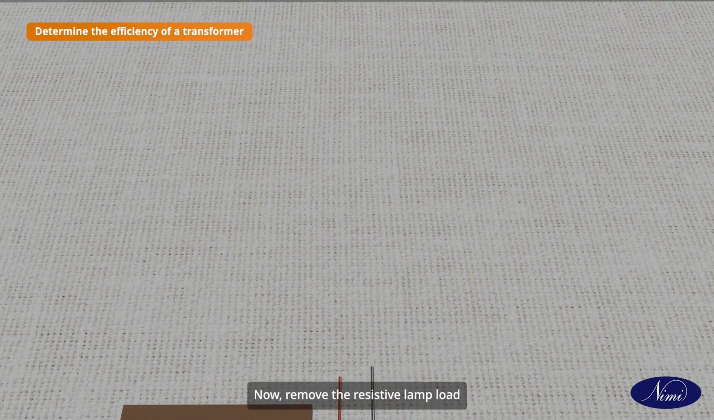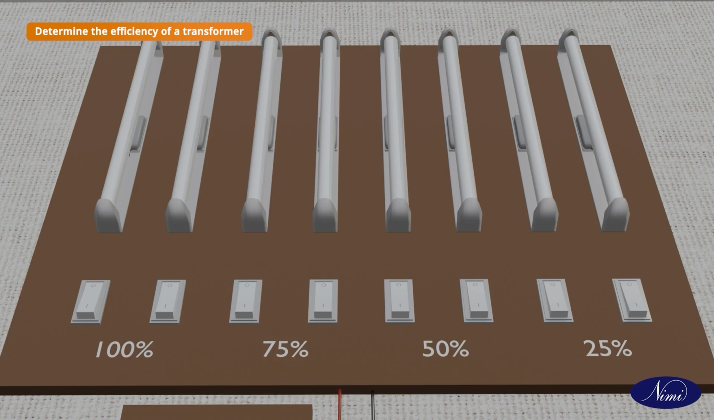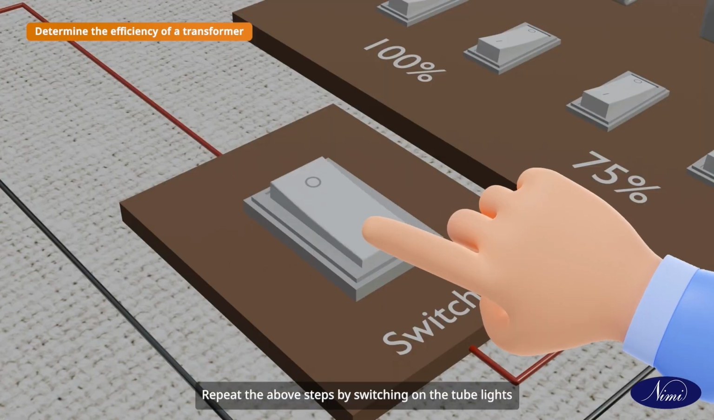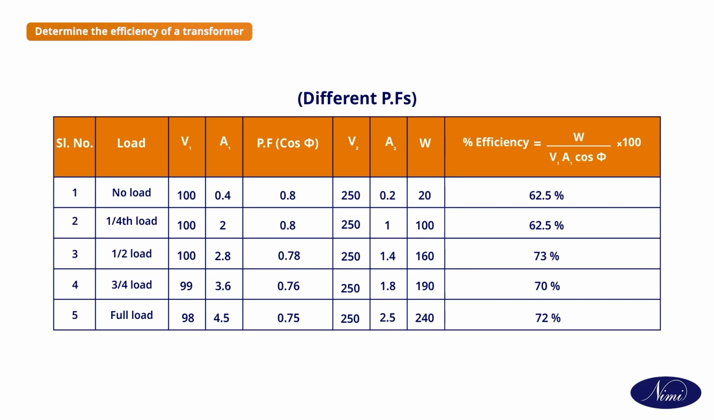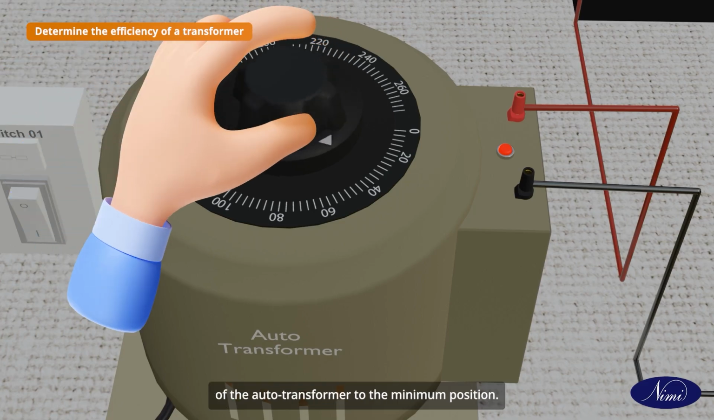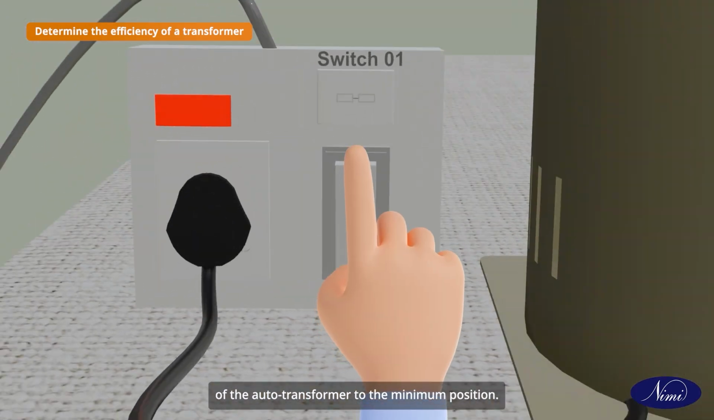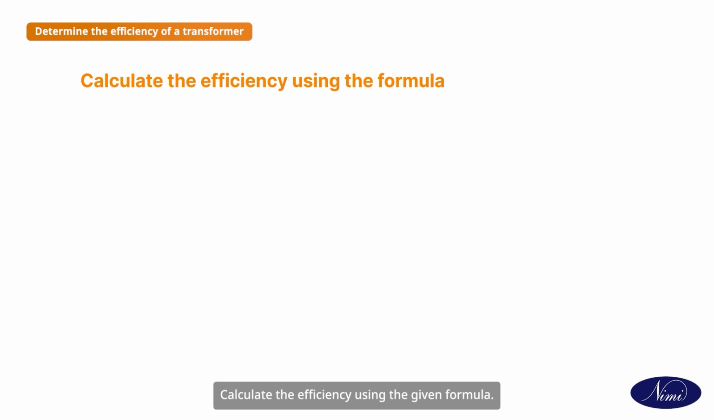Now remove the resistive lamp load and connect the variable tube light with individual control switches. Repeat the above steps by switching on the tube lights to get a power factor of about 0.9, 0.8 and 0.7 and record the readings in the table. Switch off supply after bringing the knob of the auto transformer to the minimum position. Calculate the efficiency using the given formula.